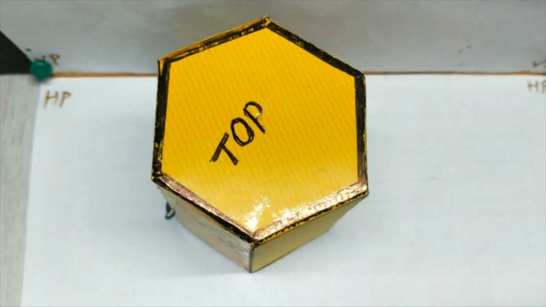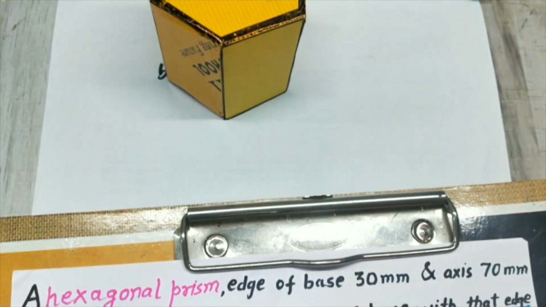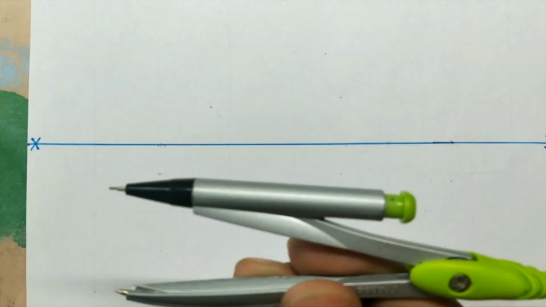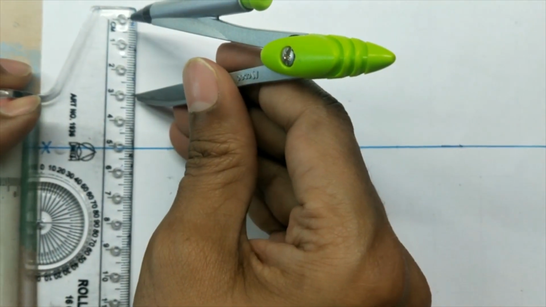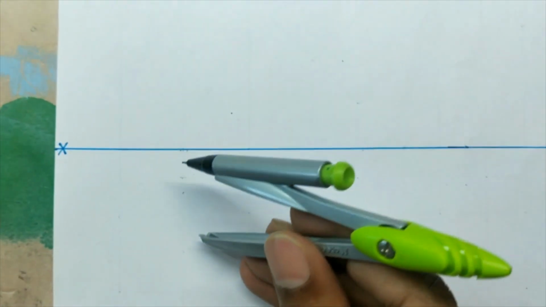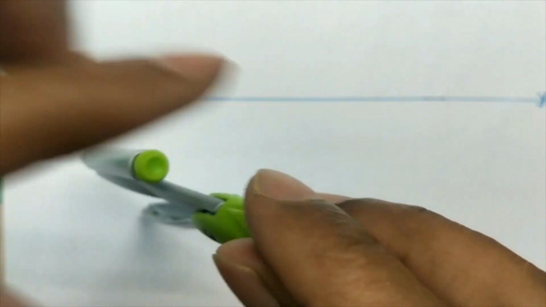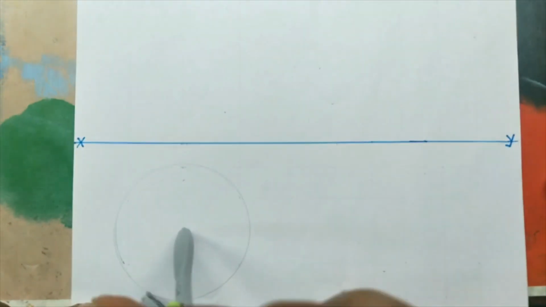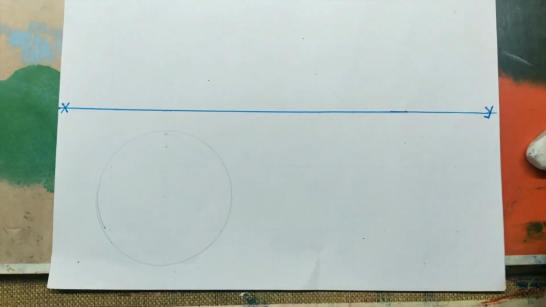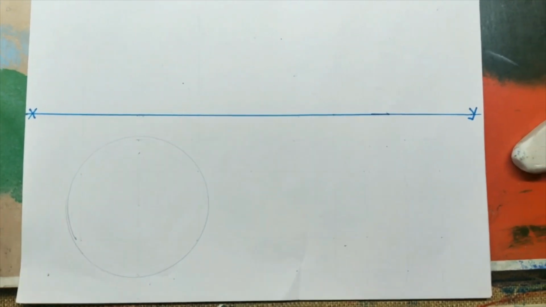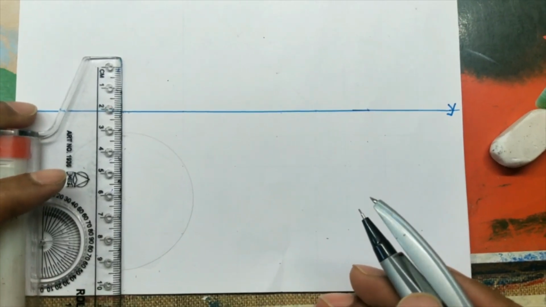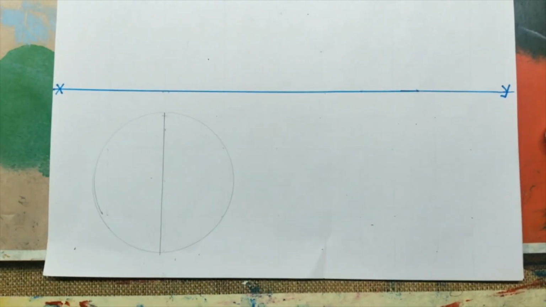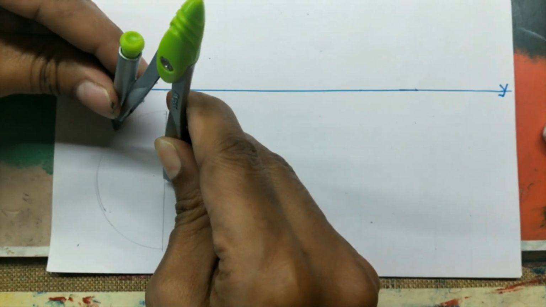Now I will try to solve that problem. See here how to draw the hexagon. It's very simple. As the side is given as 30, take a distance of 30 mm in a compass. Now draw a circle. After drawing the circle, draw a straight line there. The distance is the same again; you don't want to change the distance.